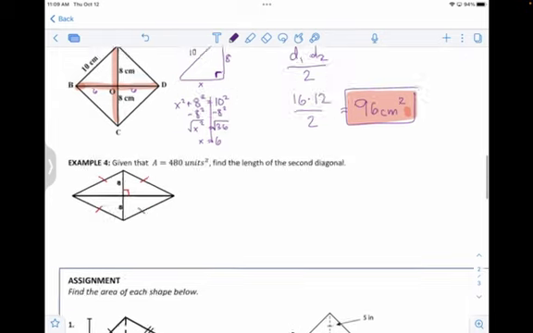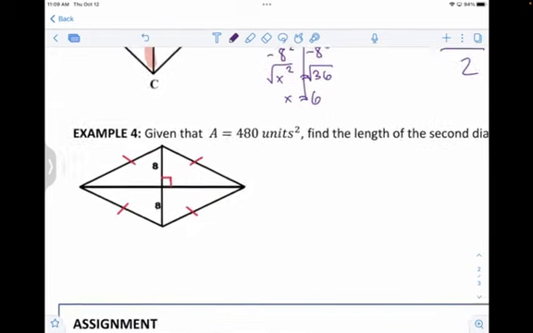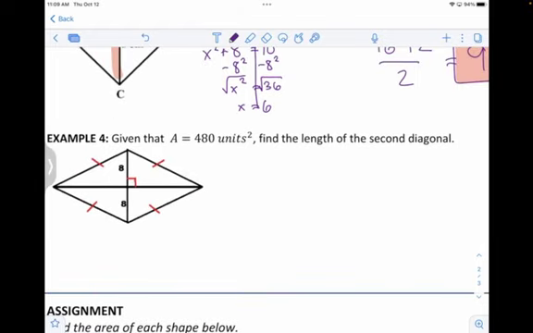Okay, the last example, it says given that A equals 480 units, find the length of the second diagonal. Because we know the first diagonal is 16, right? So I'm going to add that as part of my formula, D1 times D2 over 2. So I know my first diagonal is 16. I don't know the other one, so I'm going to call it x. So how do I solve this? It's not an equation yet. How do I make it an equation?